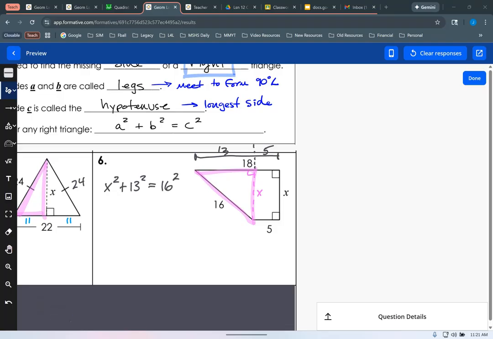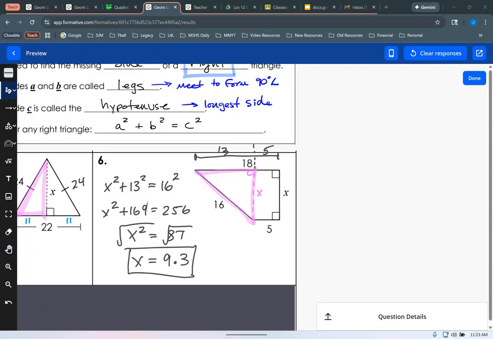Okay, if you're moving in the right direction, you should have started with this Pythagorean theorem problem right here. All right, now finish it up. Okay, if you're not quite there yet, let me give you a little snapshot of what it should look like. Here you go.